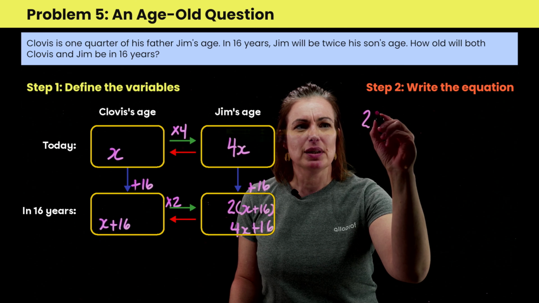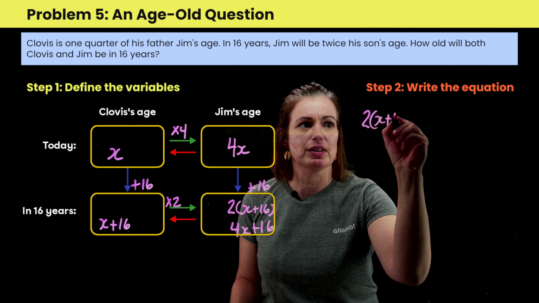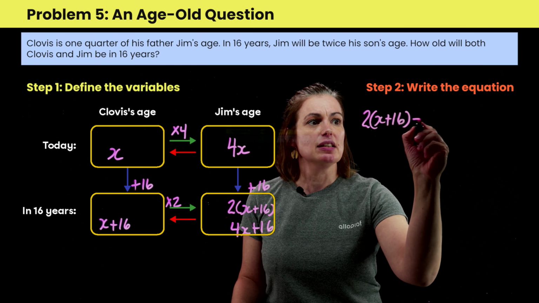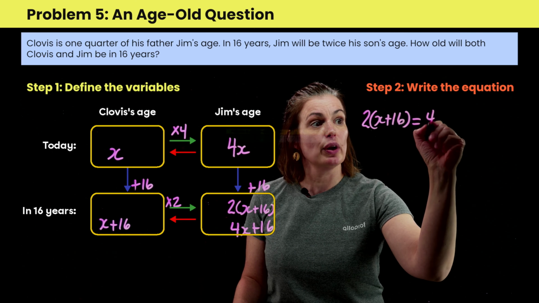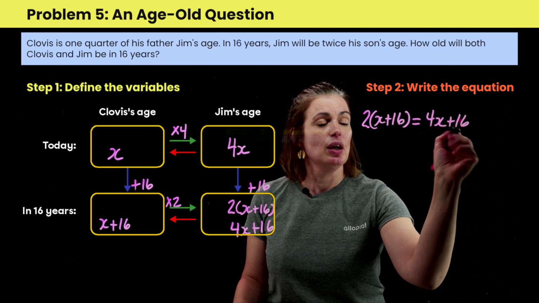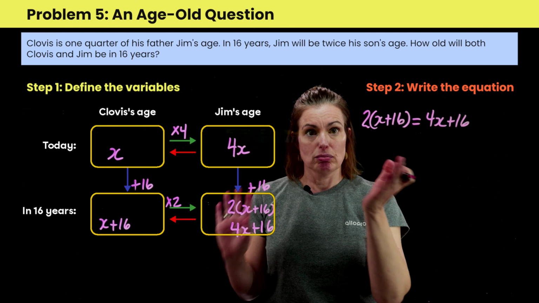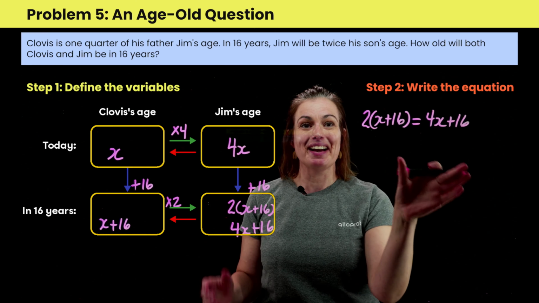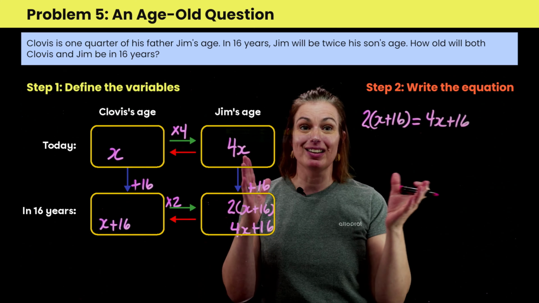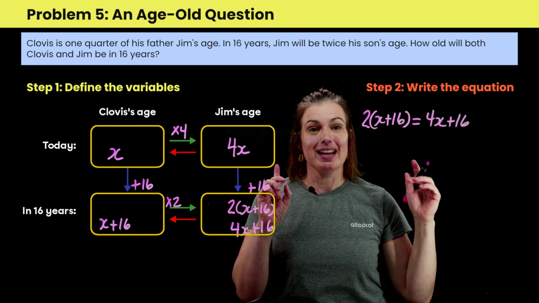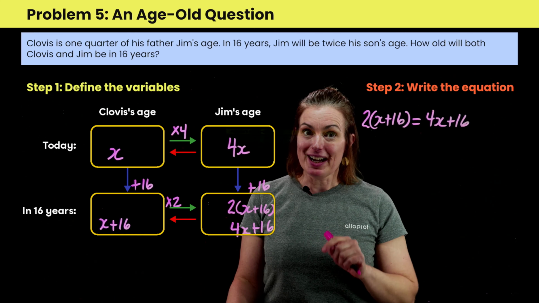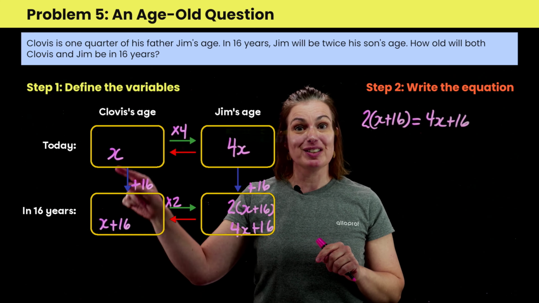That means that the statement 2 times x plus 16, which is twice Clovis's age, is equivalent to 4x plus 16, which is Jim in 16 years. And now I have an equation. I have a left and a right side, and I can go ahead and solve for x. So in solving for x, remember, that would actually give me Clovis's age today.